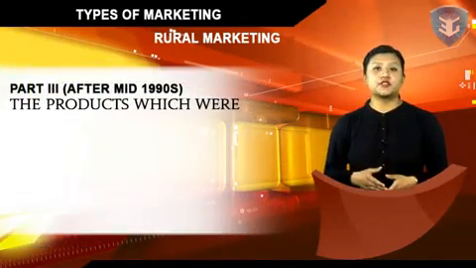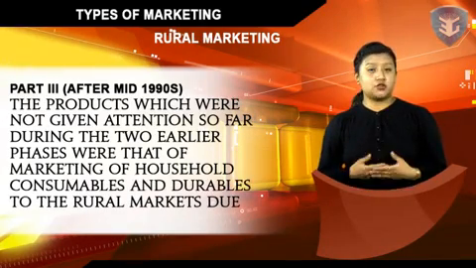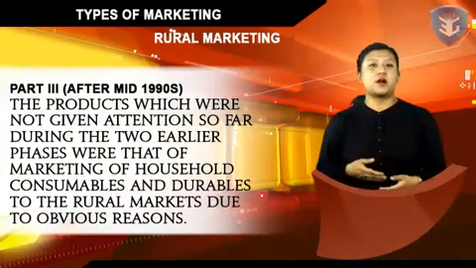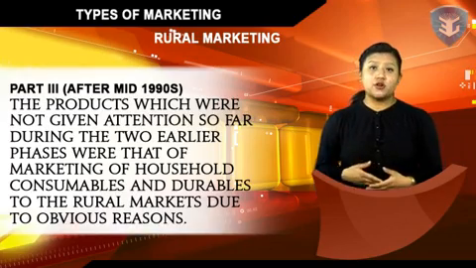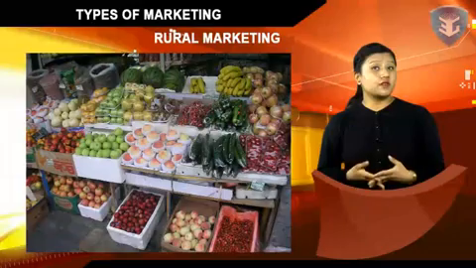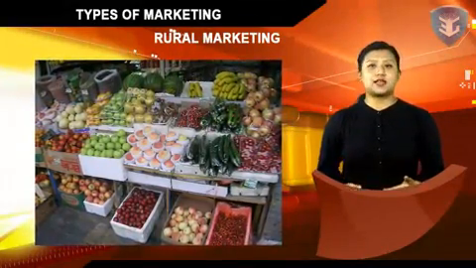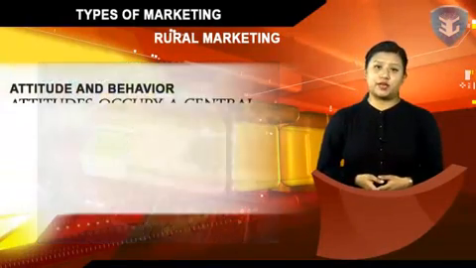Part 3, after the mid-1990s. The products which were not given attention so far during the two earlier phases were that of marketing of household consumables and durables to the rural markets, due to obvious reasons. The economic conditions of the country were such that the rural people were not in a position to buy these kinds of products. Attitude and behavior.